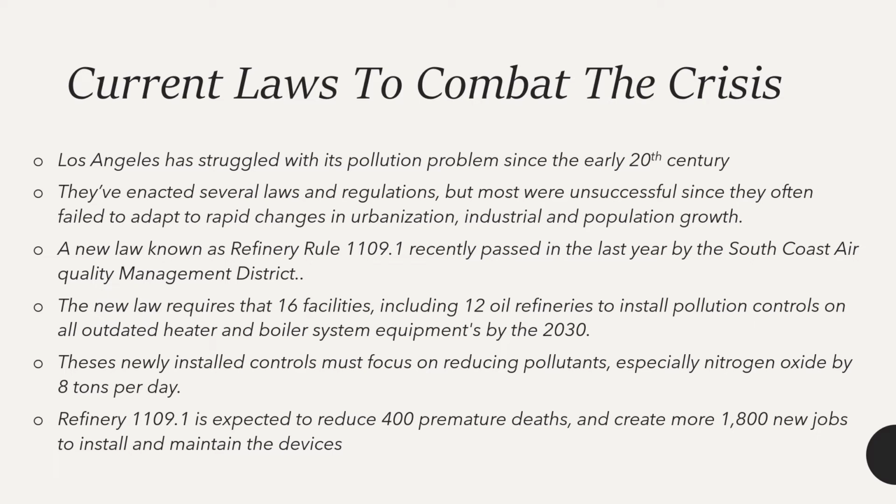A new law known as Refinery Rule 1109.1 was recently passed in the last year by the South Coast Air Quality Management District. The new law requires that 16 facilities, including 12 oil refineries, to install pollution controls on all outdated heater and boiler system equipment by the year 2030. These newly installed controls must focus on reducing pollutants, especially nitrogen oxide, by 8 tons per day.